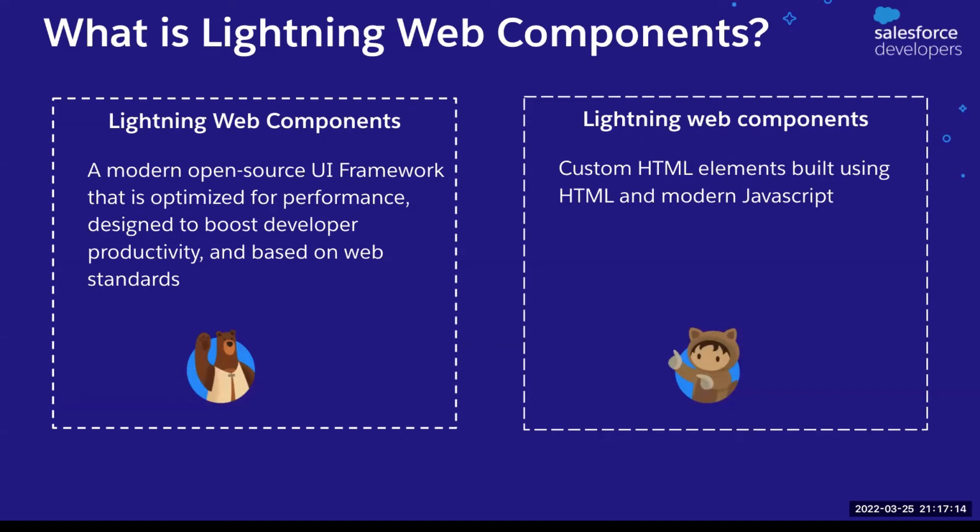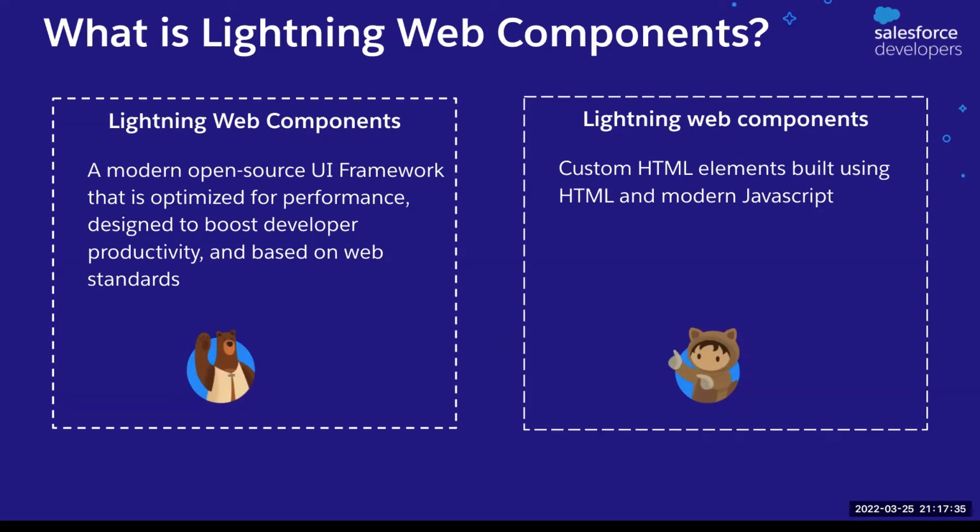This definition at this point of time may look a little complex, but don't worry, we are going to break it down and understand the meaning of each part. As I said, it's an open source UI framework, which means you can find the source code of how Lightning Web Components is implemented in an open source repository. It is hosted on GitHub.